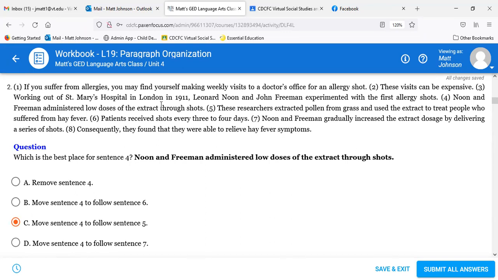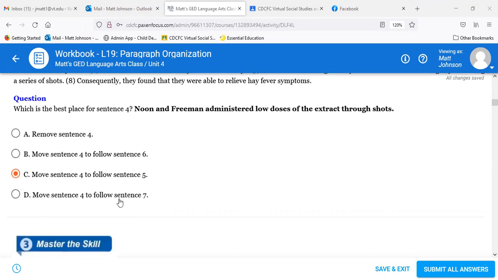Now we're getting that in the right sequence, right? So first they're extracting pollen, and then they use low doses in their shots. Now we have that in the correct sequence. So that was basically an issue where things were out of order, as far as when they were happening. So C as in cat for 2.